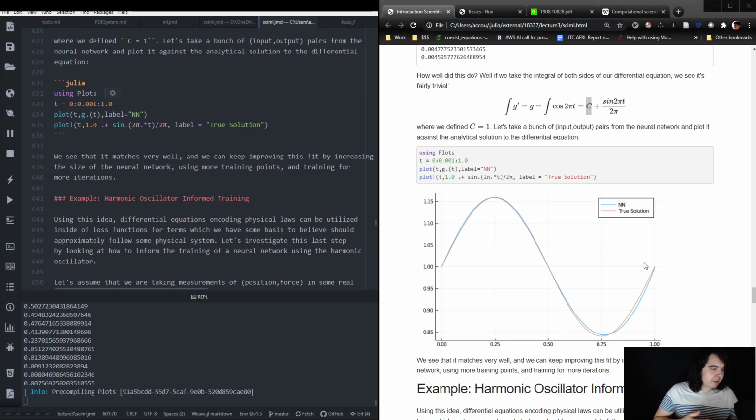So this is a way then to be able to train a neural network to be the solution to a given differential equation.